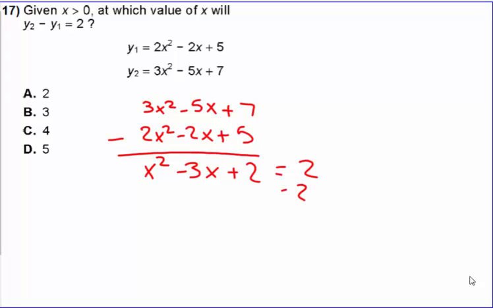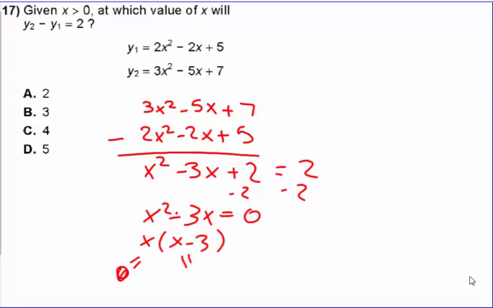We subtract 2 from both sides, and then notice we can just factor an x out, and we'd have x(x − 3). So we'd have two solutions, 0 and positive 3. But it says given that x is greater than 0, so we can't include 0 as a solution. So our answer would just be B.